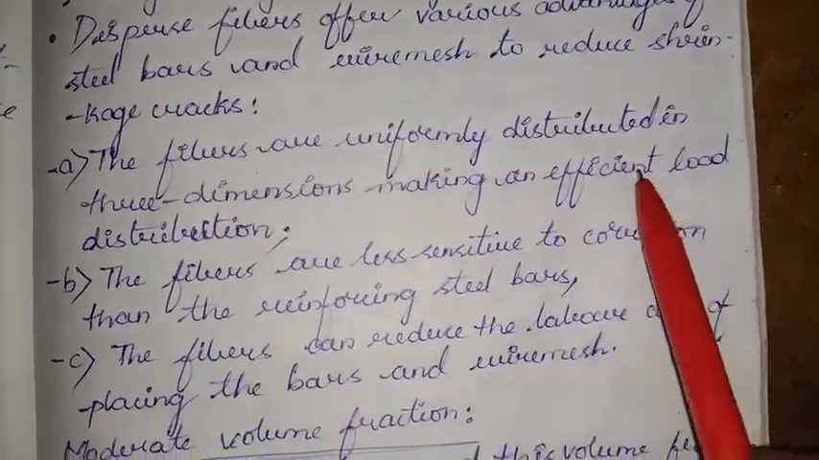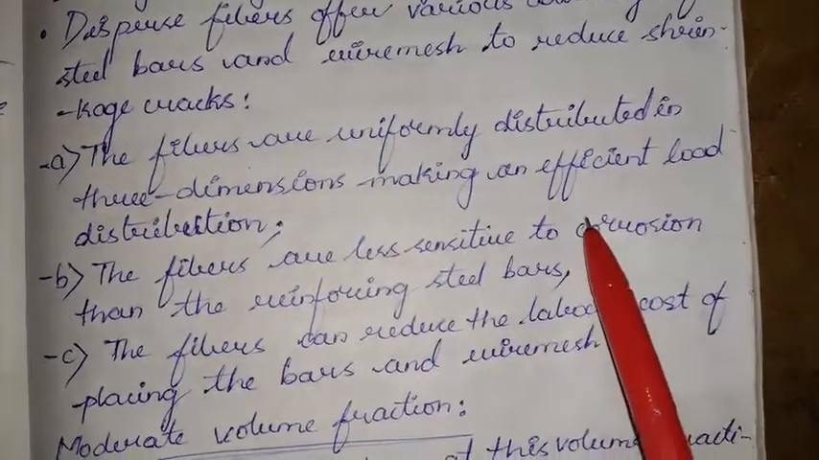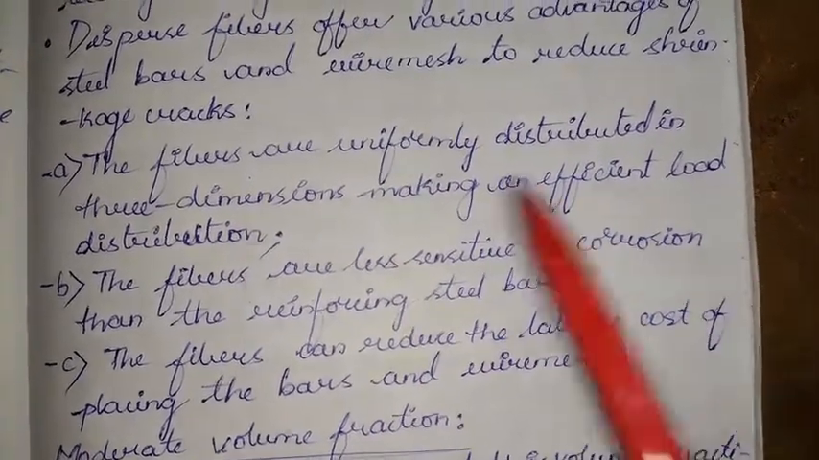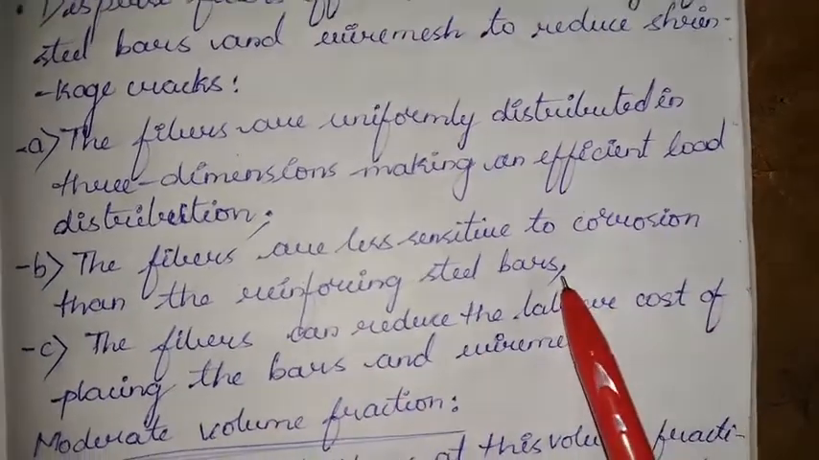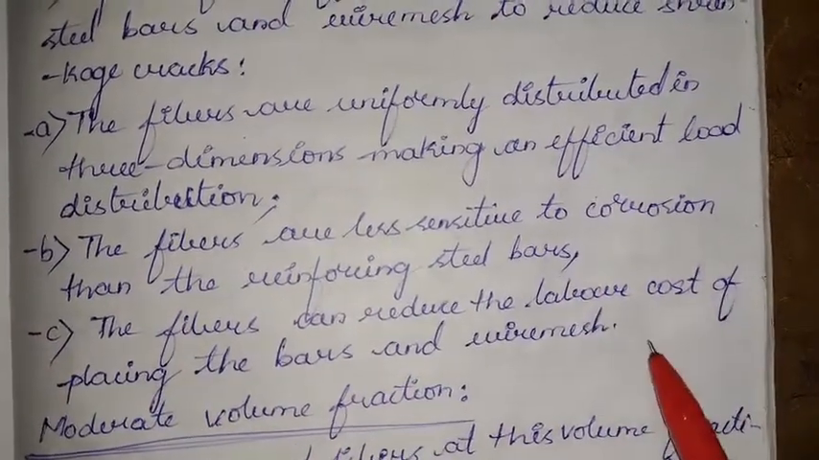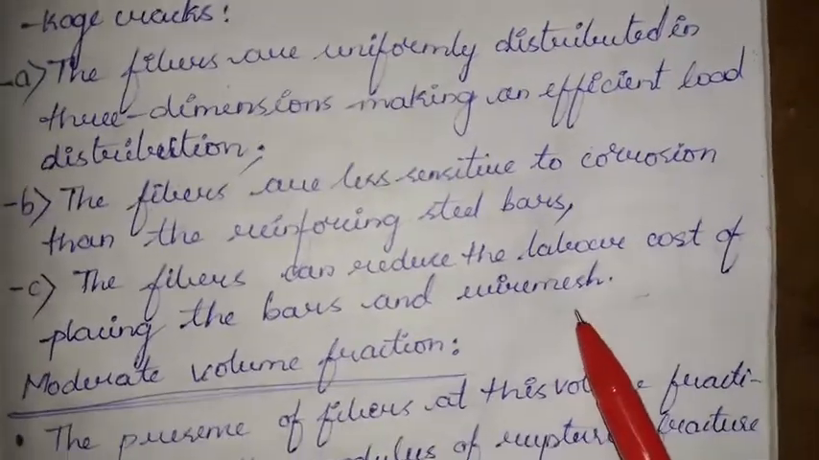The fibers are uniformly distributed in 3 dimensions, making an efficient load distribution. The fibers are less sensitive to corrosion than the reinforcing steel bars. The fibers can also reduce the labor cost of placing the bars and wire mesh.